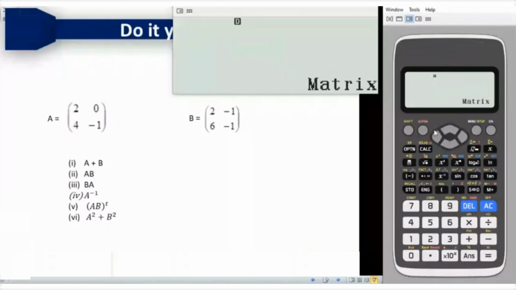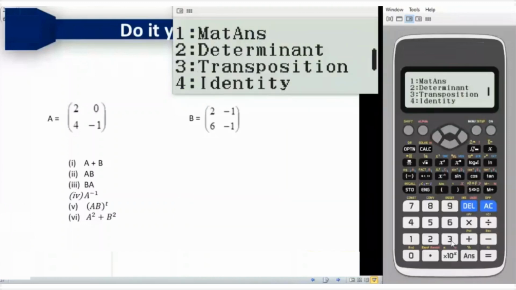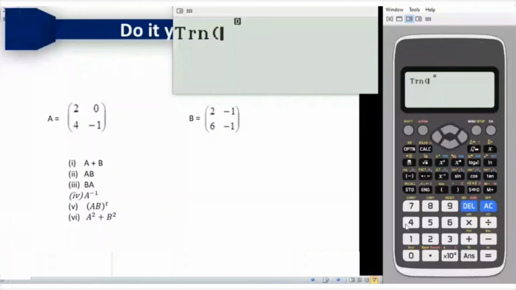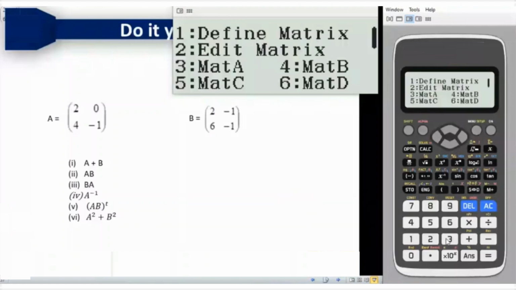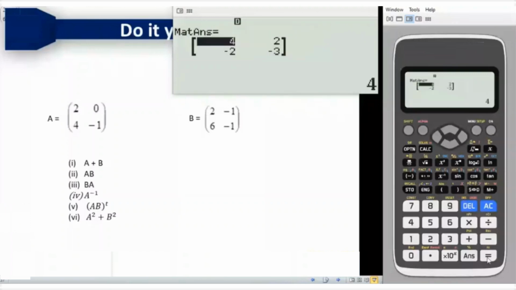Option, and I will scroll down. I will press 3 and transposition of option A, that is 3, option B, that is 4, and I will close the bracket. So those who were saying it's minus 3 were absolutely correct. So 4, 2, minus 2 and minus 3 is the correct answer.